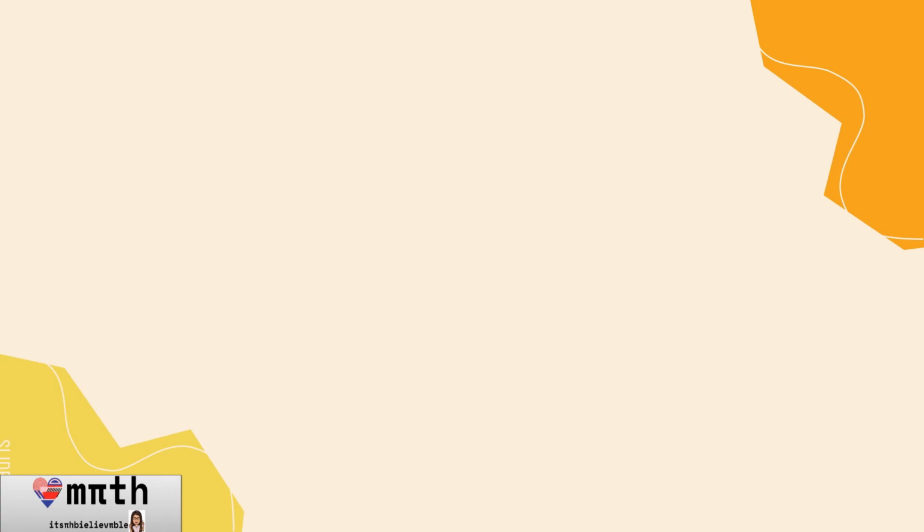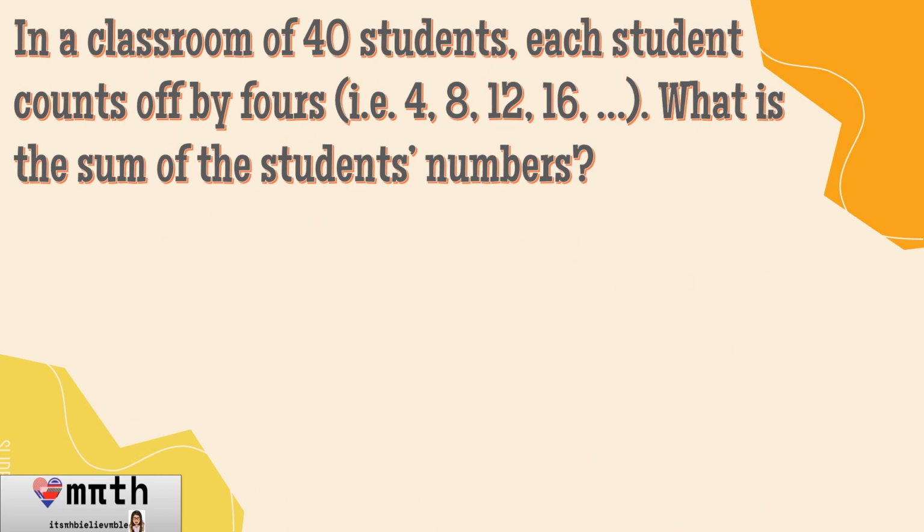Let's have an example involving word problems. In a classroom of 40 students, each student counts off by 4s. Example, the first student would count 4, the second student would have 8, the third would have 12, and the fourth would have 16, and so on and so forth. What is the sum of the students' numbers?